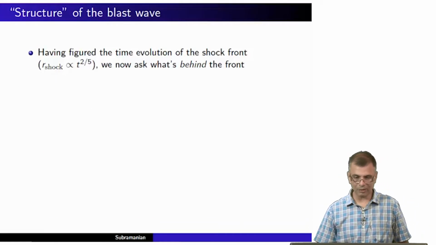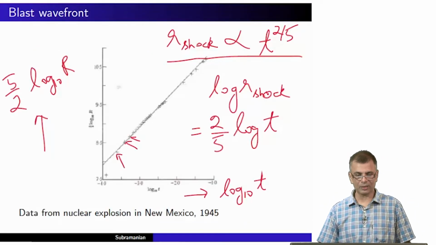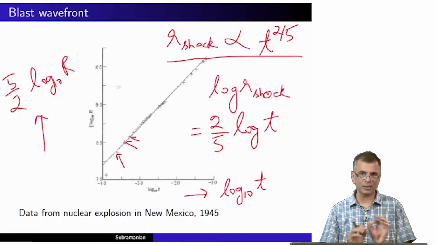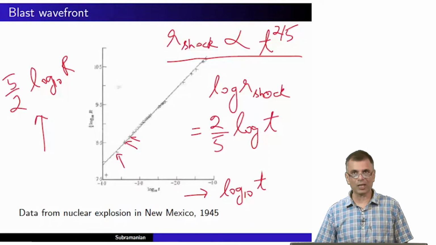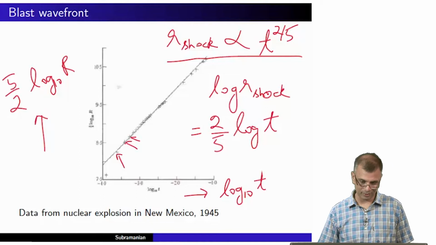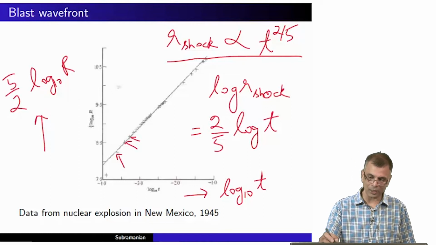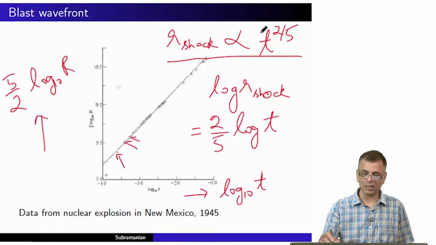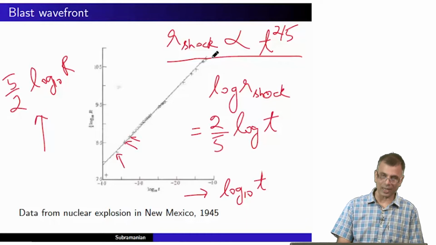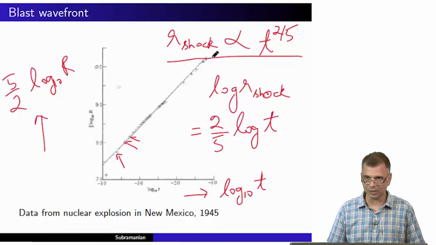So this plot that we saw is an amazing confirmation that we have the essential physics of a blast wave shock propagation correct. The expectation of the theory, which is that R should be proportional to t raised to 2/5, which is represented by this line, is amazingly consistent with the data.